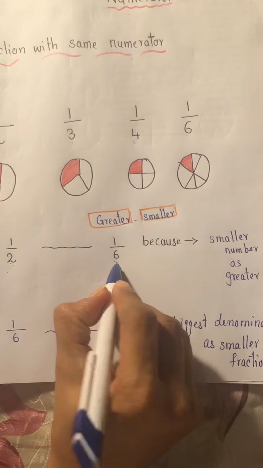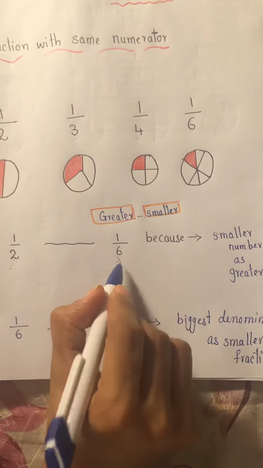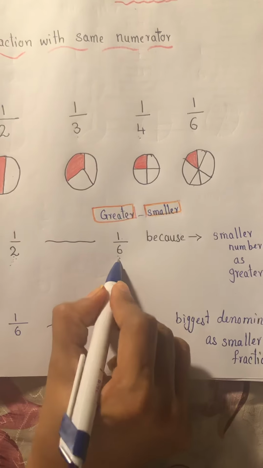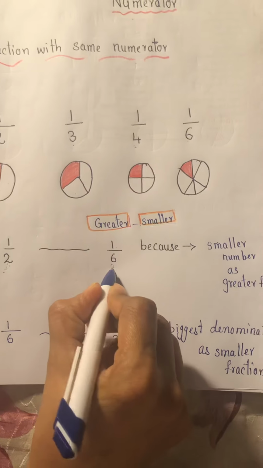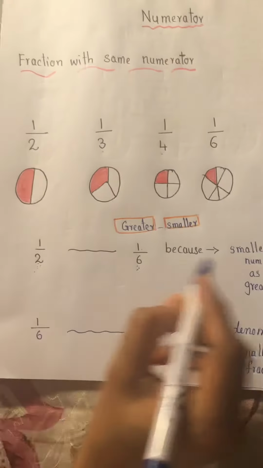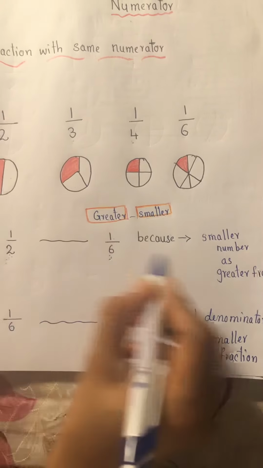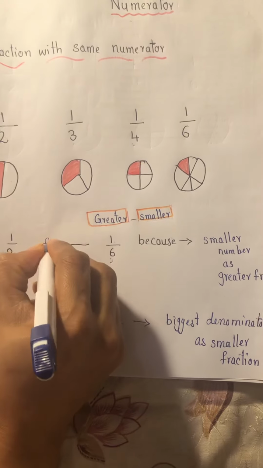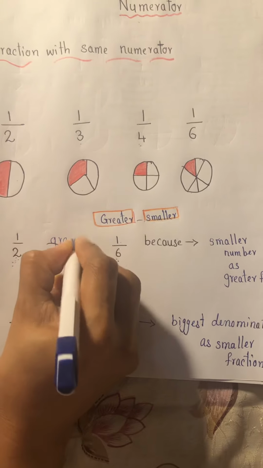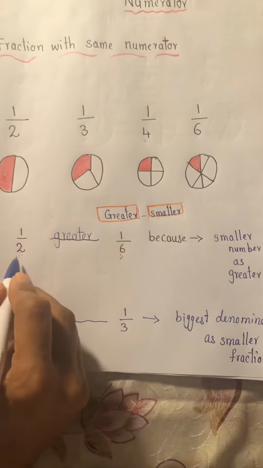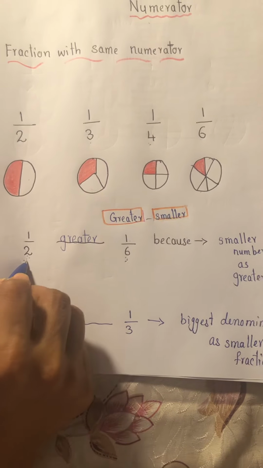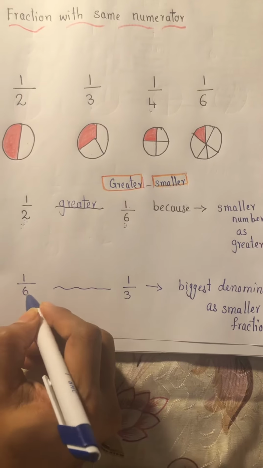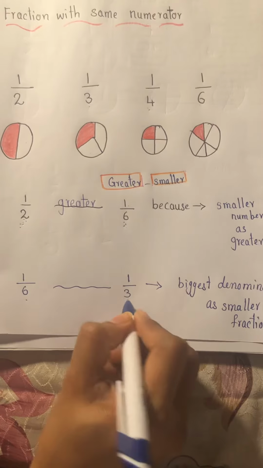2 and 6. Look at it very properly, very closely. This number is 2, this number is 6. How can we do it? When the number is smaller, it is the greater fraction. So 2 is greater. The parts which are less divided, that is 2. So 2 is greater. Now look here, 1 over 6 and 1 over 3.